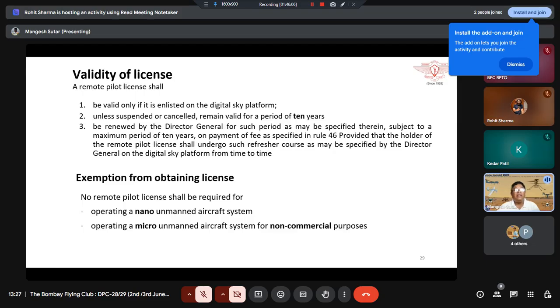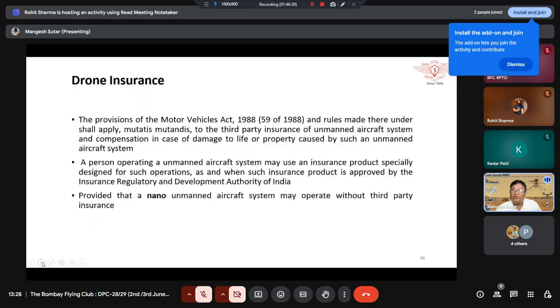Okay, again, the micro drone is also exempted from obtaining the license, but only for non-commercial purposes. If you are flying a micro drone commercially, you need to have a license also. As of now, none of the organizations have been given the license authorization for micro also. We have already made an application to DGCA. We have yet to get the authorization for the micro license. Okay, so that was our D4 form and the remote pilot license.